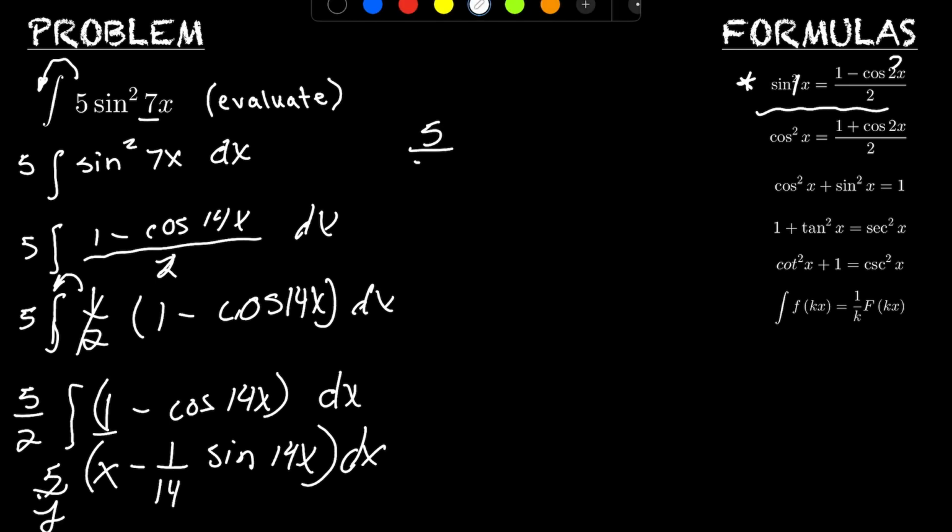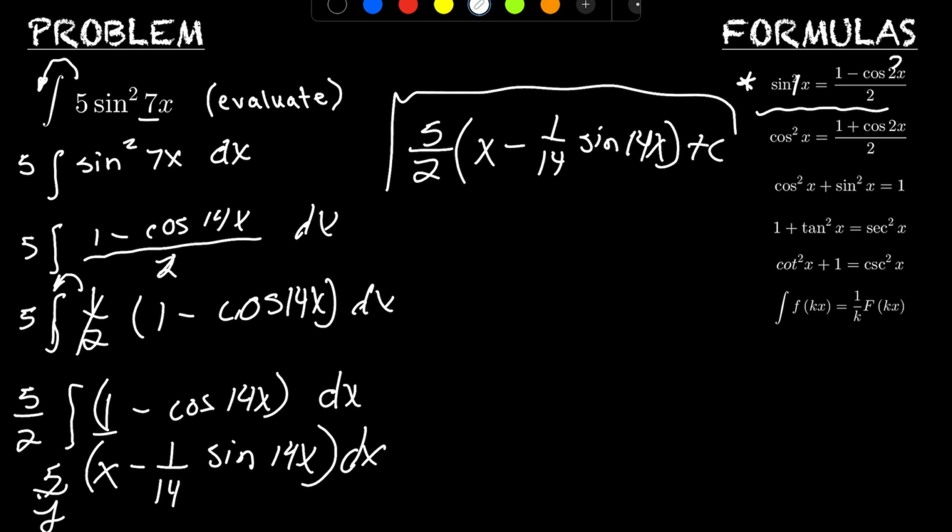So 5 over 2 x minus 1 over 14 sine 14x plus c. That's our final answer. Some teachers may require you to distribute the 5 over 2. I'm not going to because it's simple algebra.